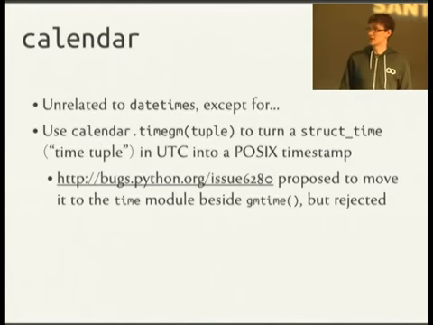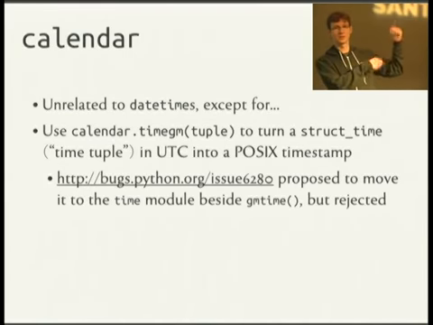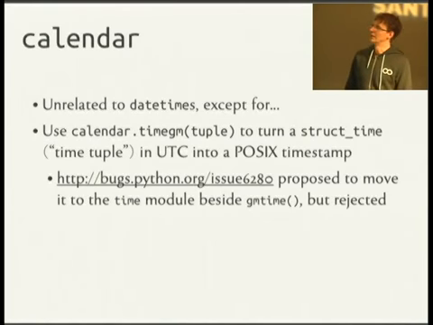The calendar module has nothing to do with datetimes. You can use the calendar module to print up nice calendars that you stick on the wall and strike off, you know, how many days you've gone out running in the morning. But there's this one method, timegm, that will accept a time tuple and return you a POSIX timestamp. There's actually a bug open for that to move it over.